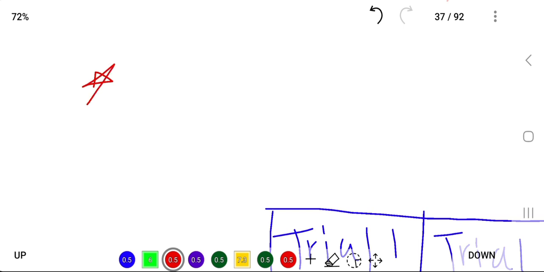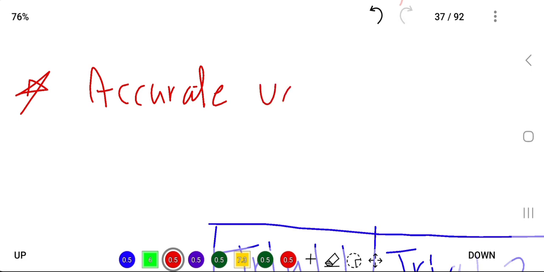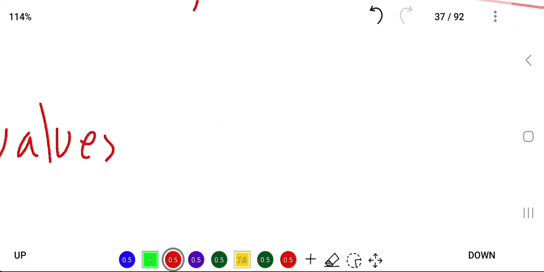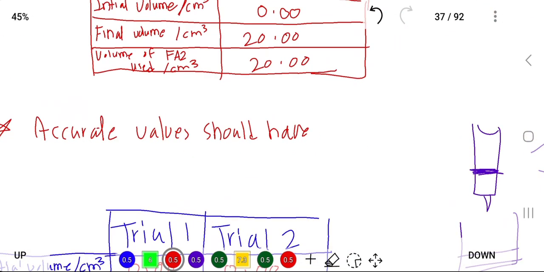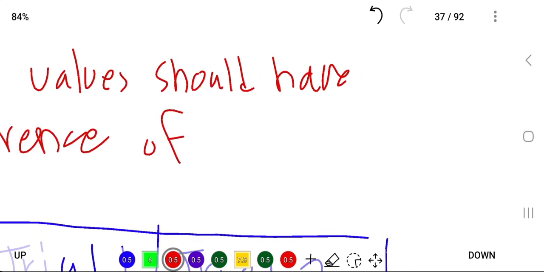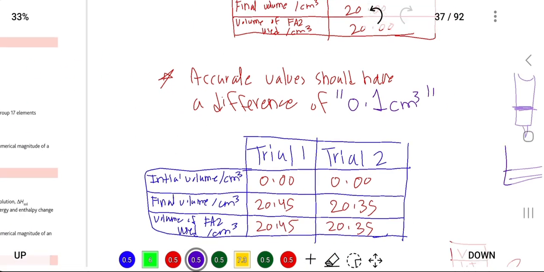Alright. Important point: accurate values should have a difference of 0.1 max.